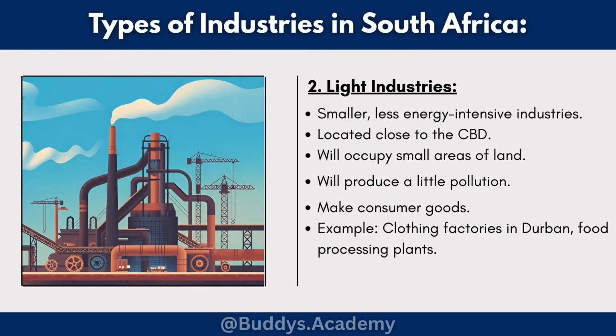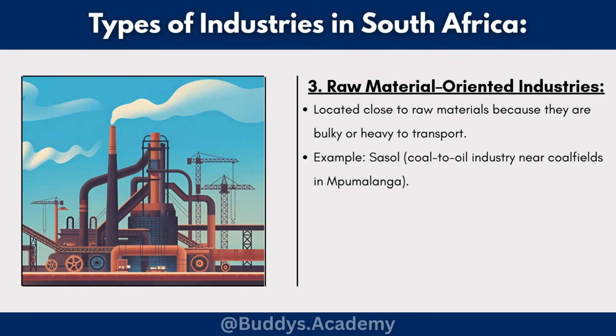Your light industries are going to make consumer goods, so things that people are going to use on a daily basis. For example, your clothing factories in Durban or your food processing plants. Thirdly, you're going to have your raw material oriented industries. So this industry is going to be located close to raw materials because they are either bulky or heavy to transport. And an example will be Sasol. Now that is your coal to oil industry near coal fields in Mpumalanga.